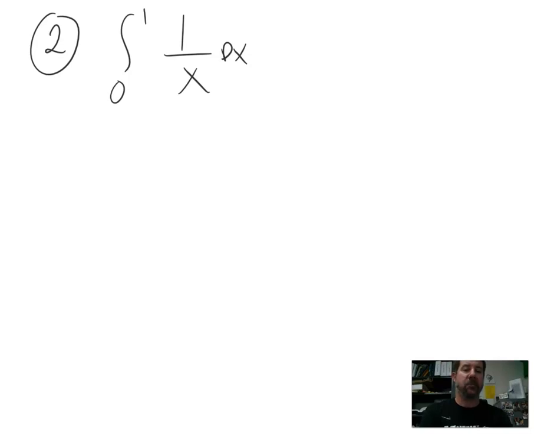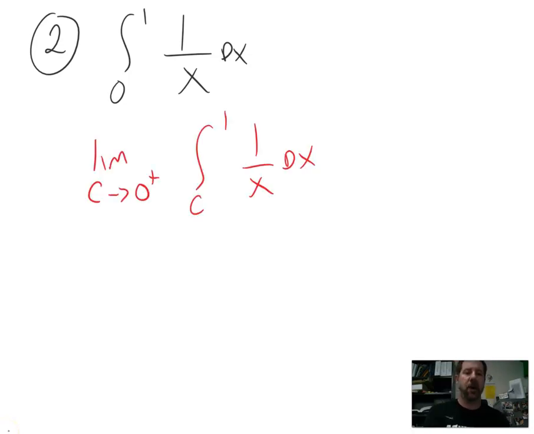Again, we have a vertical asymptote at 0, so this is an improper integral with an infinite discontinuity. Similar to the last one, if we're thinking about our 1 over x to the p rules, we said when p is 1, that is always going to diverge. So this should diverge. And now, again, let's go and show it. Using proper notation, I should get the limit as c approaches 0 from the right of the integral from c to 1 of 1 over x dx.